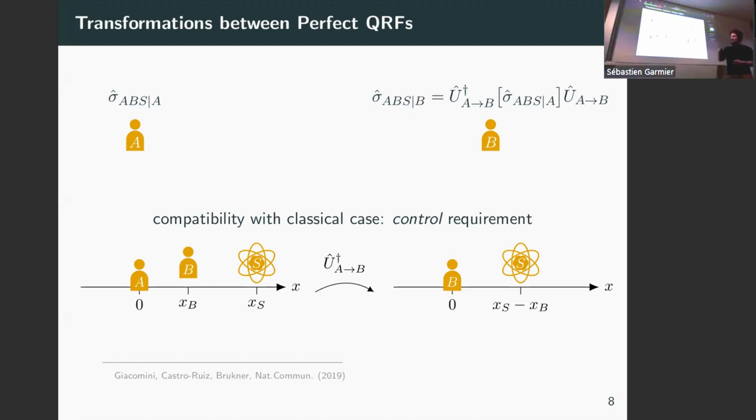So on the left, we're in Alice's view, and this is marked by the fact that Alice is connected to the axis, sort of. Let's assume that Bob is in a position eigenstate, so it's actually in a ket G state. And for simplicity, let's also assume that the system is in a position eigenstate. We now require that the relative distance between Bob and the system remains the same when we do the transformation. And this ensures that we are compatible with the classical case.